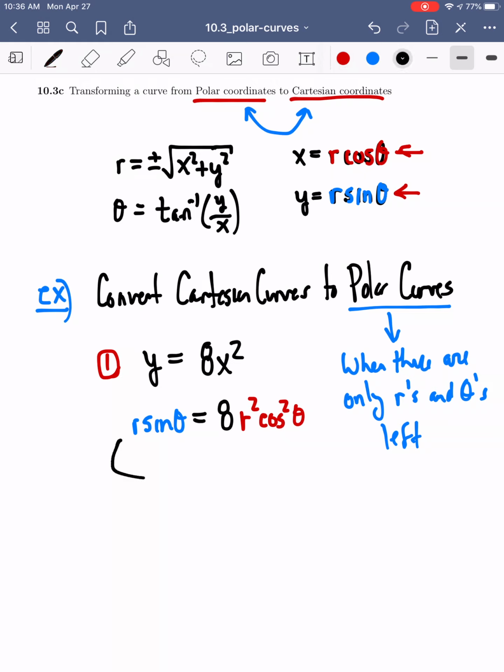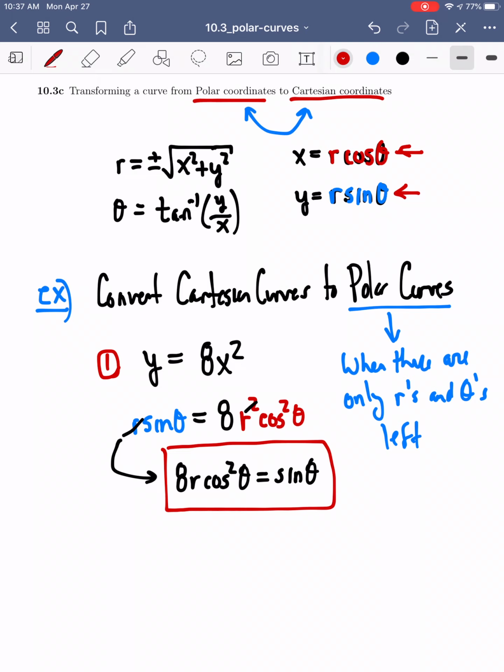If we wanted to, we could simplify a bit, and we can cancel out a factor of r. We have 8r cosine squared theta equals sine theta. At this junction, we've eliminated all the x's and y's, and we only have a relationship between r's and thetas, and that is our polar curve. If we wanted to, we could take it one step further and solve for r. In this case, r is equal to 1 over 8 times sine of theta all over cosine squared of theta.